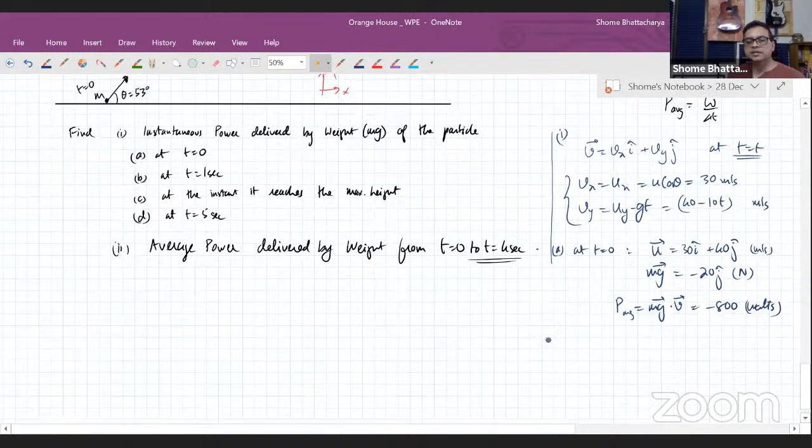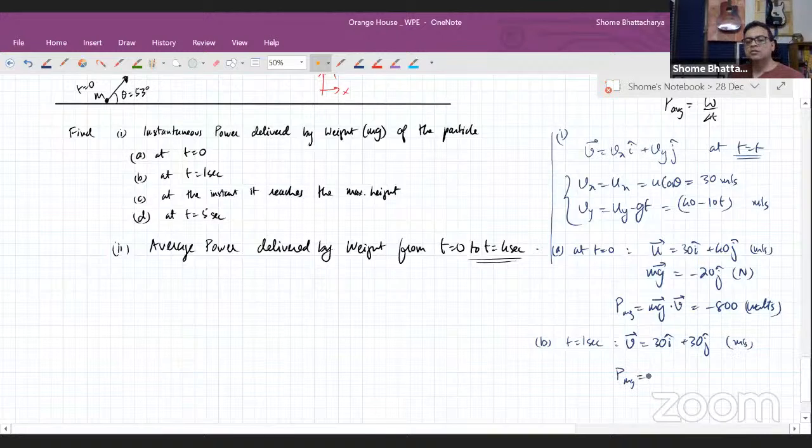Now similarly at t equal to 1 second, you can see that the velocity will become 30 i cap plus 30 j cap. Just substitute t as 1 second in this. You will see the vertical component has reduced to 30 meters per second. So now the new power delivered is going to be minus 20 j cap dot product with 30. So it's going to be minus 600 joules. Sorry, watts.